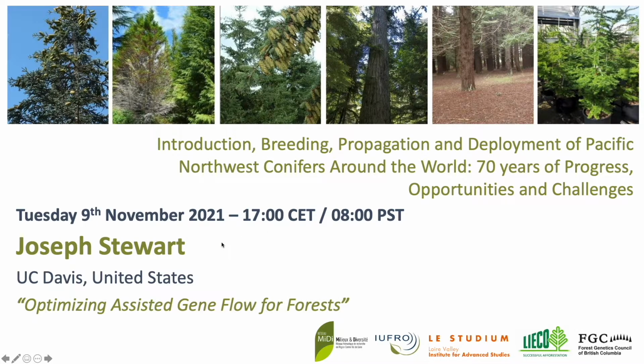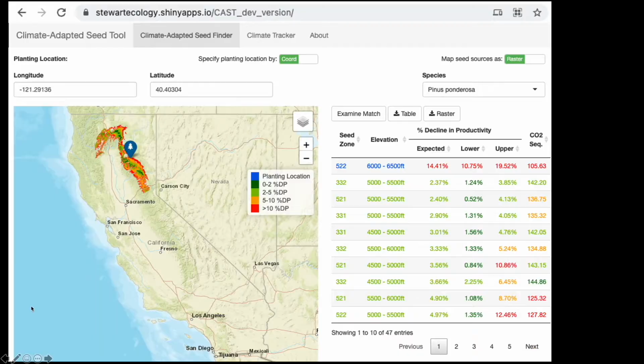So I'm going to talk about a decision support tool that I'm actively developing for optimizing assisted gene flow for Western North American forests. This is a screenshot of the tool. It's called the Climate Adapted Seed Tool, or CAST for short, and it's publicly available at this URL if you want to check it out and play with it yourself. It currently only provides coverage within the state of California, but the idea is to expand it to other states. That process is relatively simple as opposed to all of the other parts of the tool.